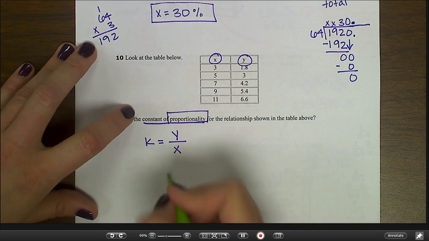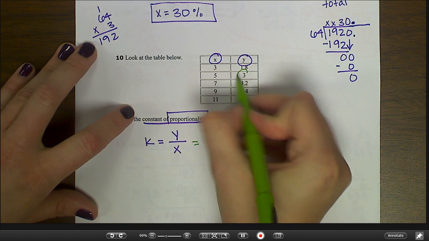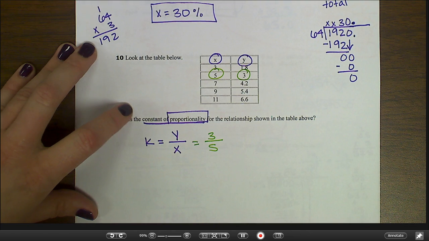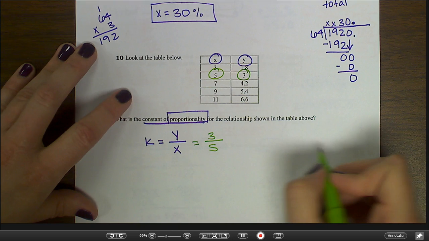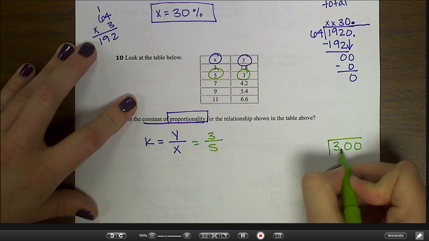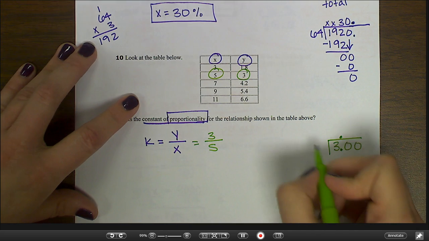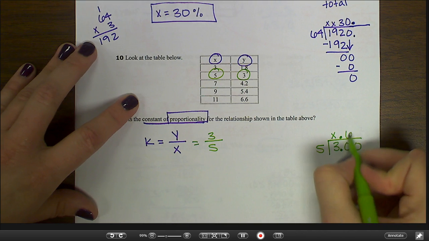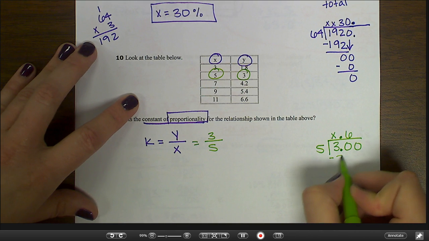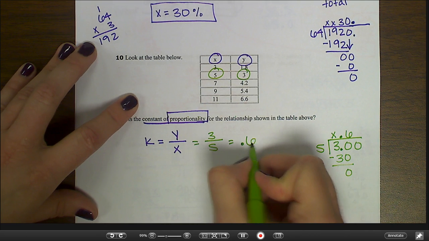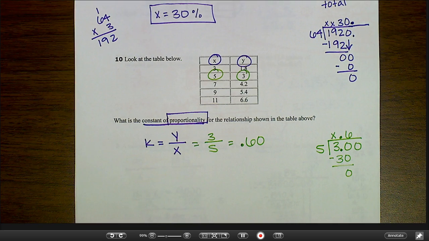Well, I'm going to use my whole numbers. 3 over 5. And if I needed to turn this into a decimal, I would do 3.00, put my decimal in the quotient, divided by 5. And I know that 5 goes into 30 six times. And I get 6/10 or 60/100 as my solution.